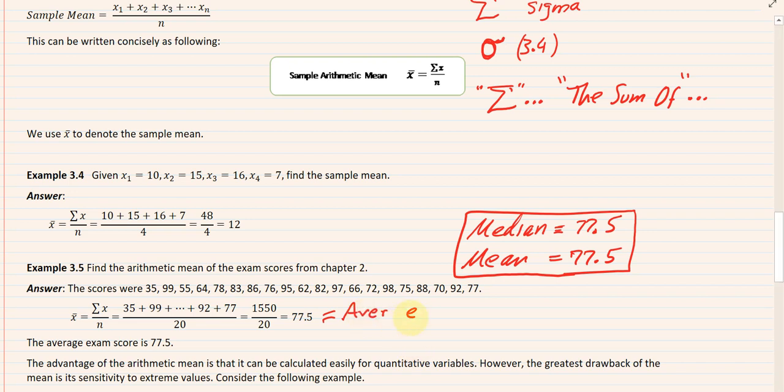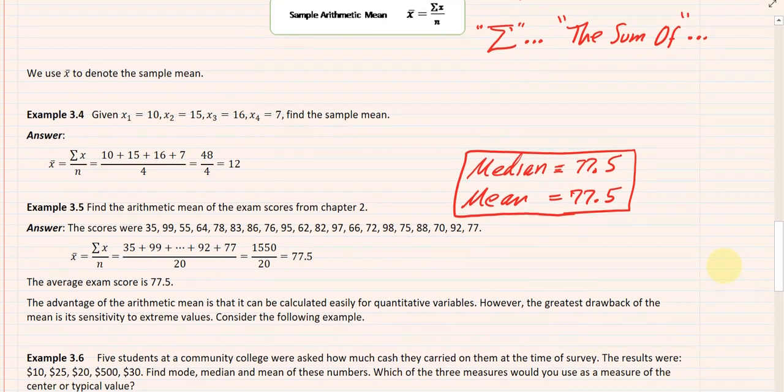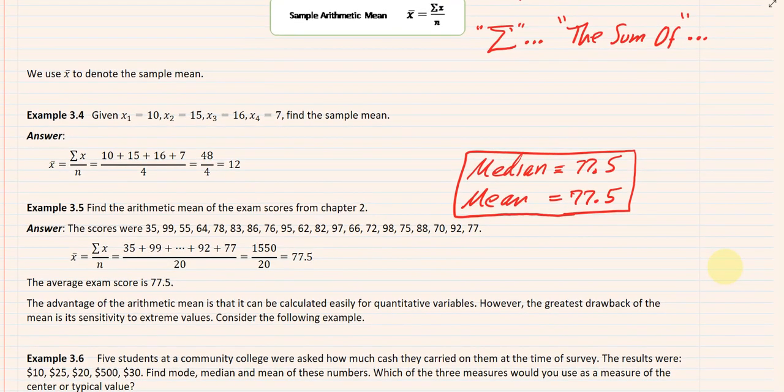Now, the advantage of the arithmetic mean is that it is unique, and for any quantitative data, you can actually calculate it. Okay? The greatest drawback of the mean is that it is extremely sensitive to extreme values. So let's take a look at an example of that extreme sensitivity to very large or very small values.